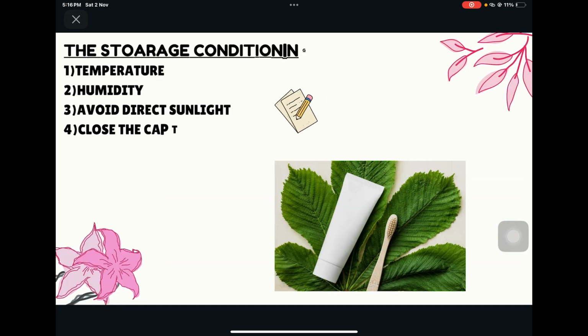Now this is the storage conditioning. Number 1 is temperature. Number 2 is humidity. Number 3 is avoid direct sunlight. Number 4 is close the cap tightly. Number 5 is shelf life.